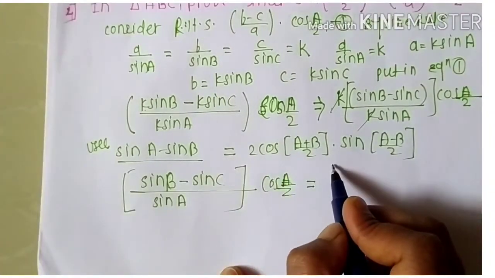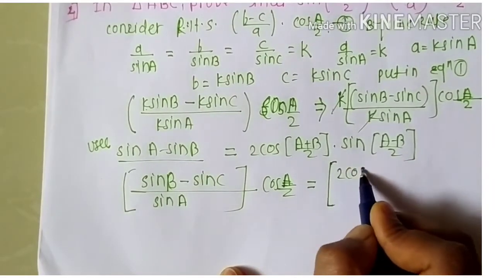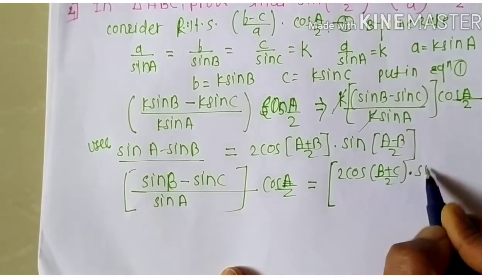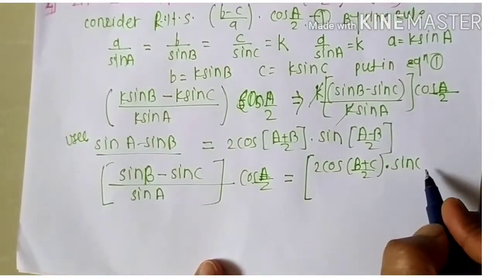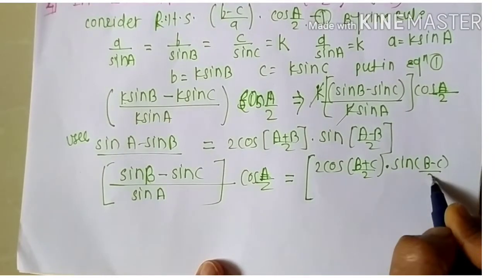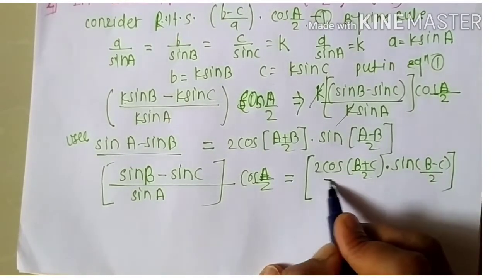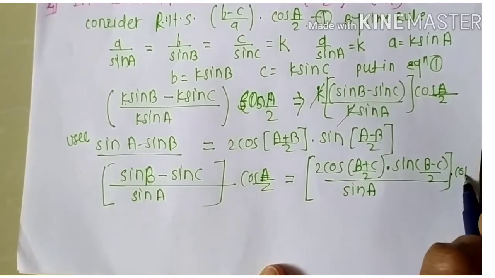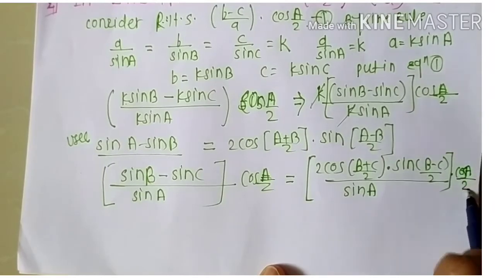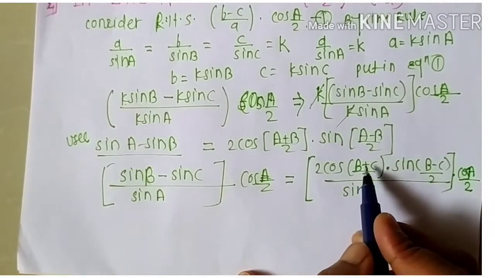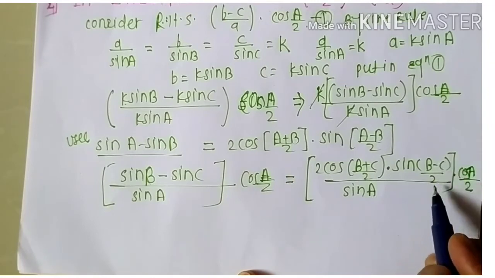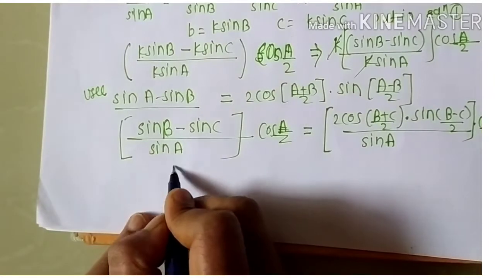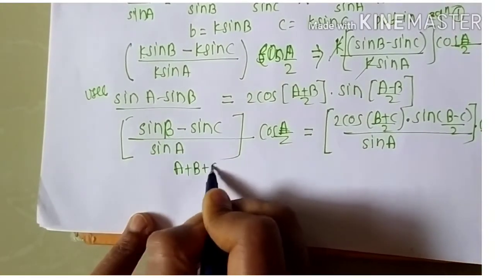When we apply this result, we get 2 times cos of (b plus c) divided by 2 into sin of (b minus c) divided by 2, and here divided by sin a as it is, into cos a by 2. Then 2 times cos (b plus c) by 2 into sin (b minus c) by 2.